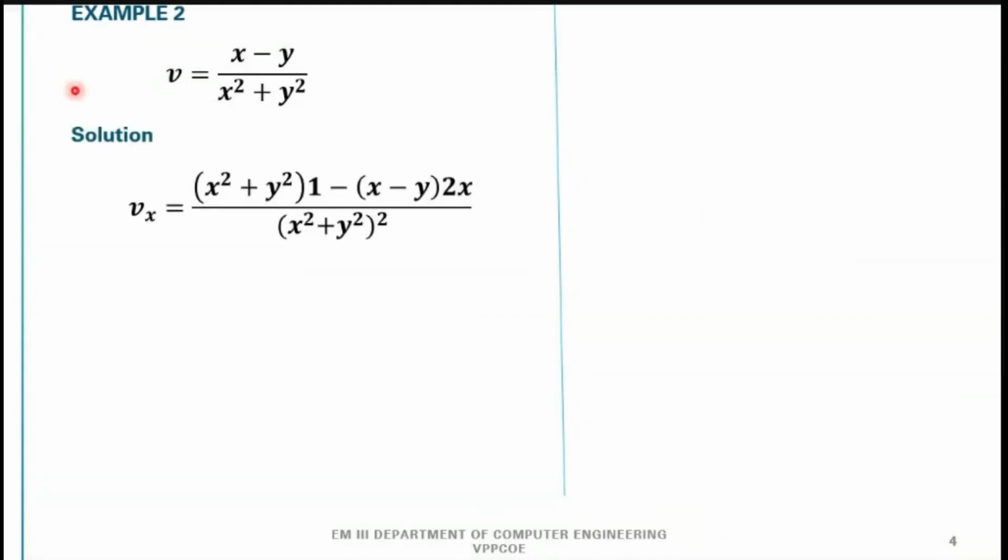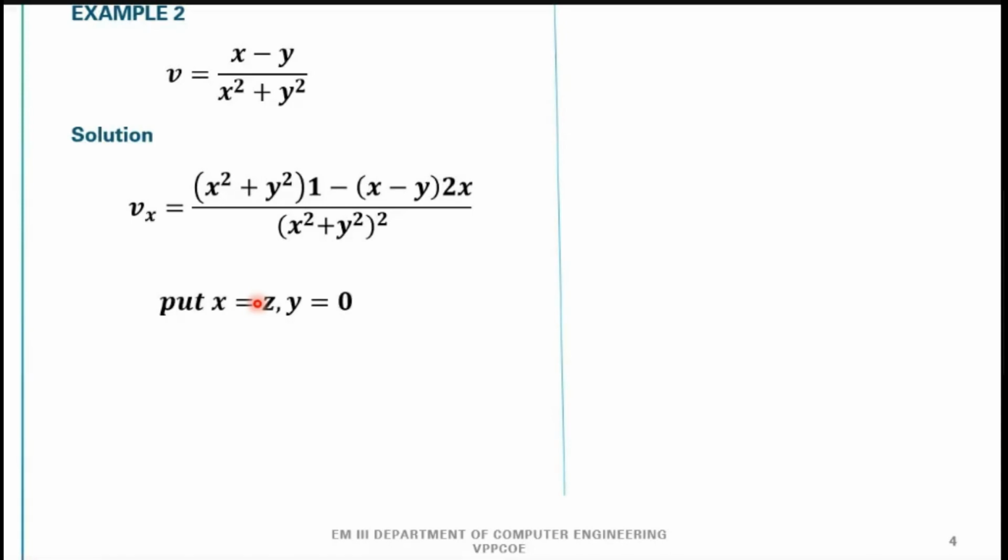So vx will become v du, denominator into the derivative of numerator with respect to x, that is 1, minus u into, that is x minus y, into derivative of v, which is 2x, upon v square, that is x square plus y square, the whole square. We need not simplify this part because it's only to calculate vx at the point z comma 0. So I'll put x is equal to z, y equal to 0.